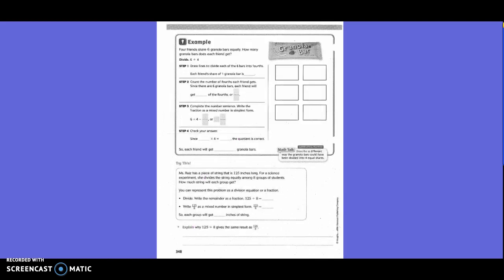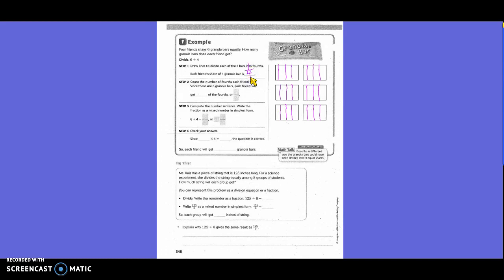Example, 4 friends share 6 granola bars equally. How many granola bars does each friend get? Draw lines to divide each of the 6 bars into 4s. So we need to split these into what sizes? 4s. Okay, so each friend's share of a granola bar is, so how many pieces do we break those into? So 1/4, right?